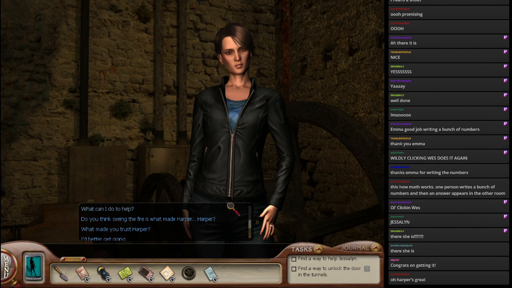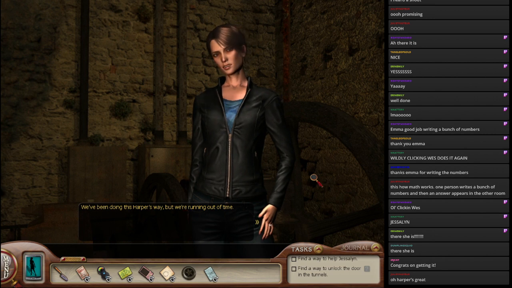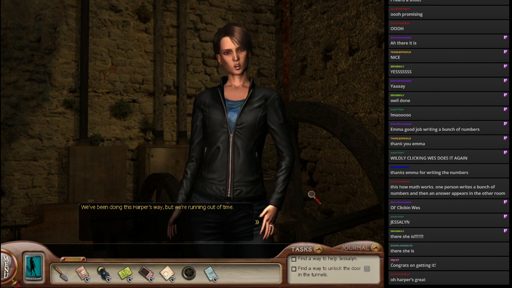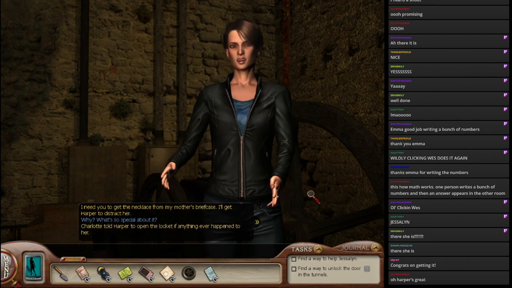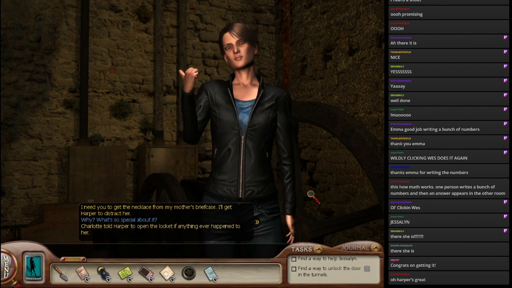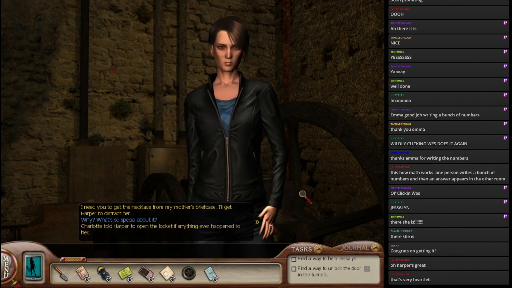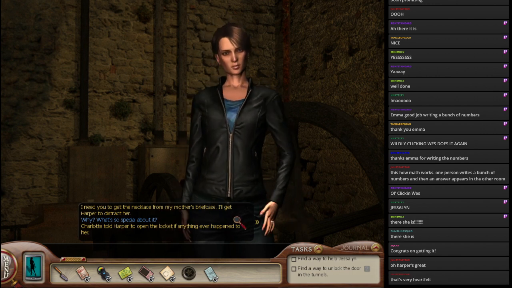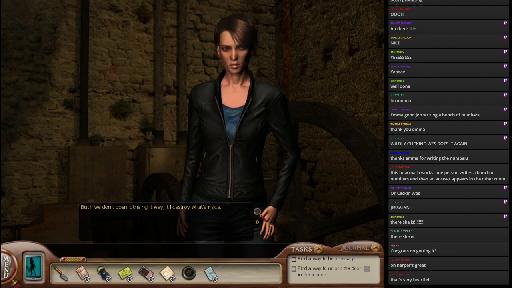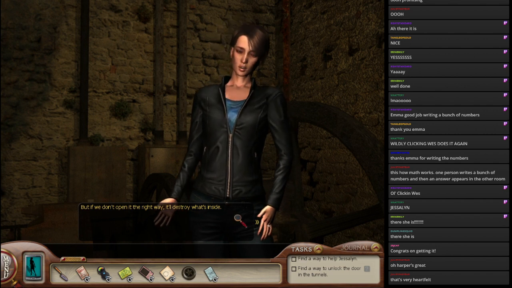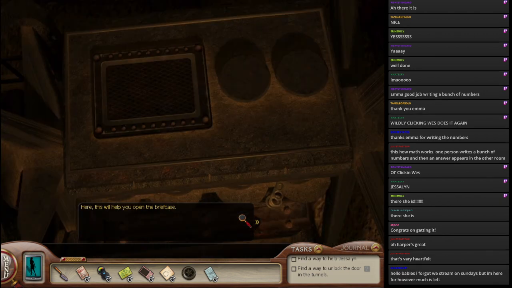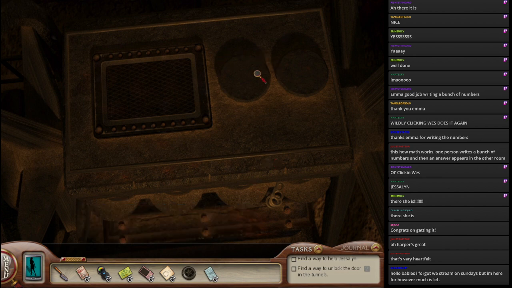Let's start with what can I do? Yeah. What can I do to help? We've been doing this Harper's way, but we're running out of time. I need you to get the necklace from my mother's briefcase. I'll get Harper to distract her. Why? What's so special about it? Charlotte told Harper to open the locket if anything ever happened to her. But if we don't open it the right way, it'll destroy what's inside. Here, this will help you open the briefcase.